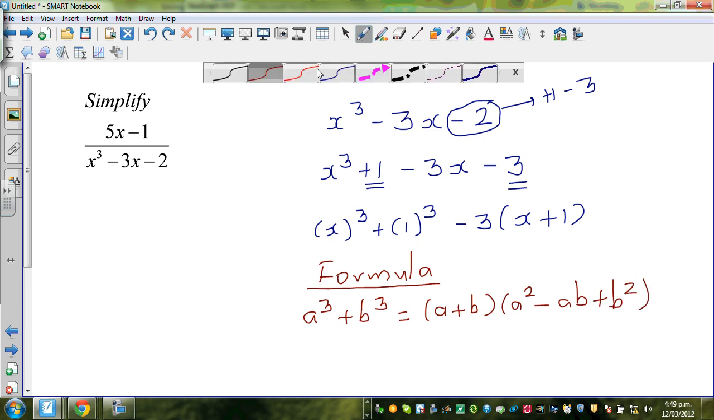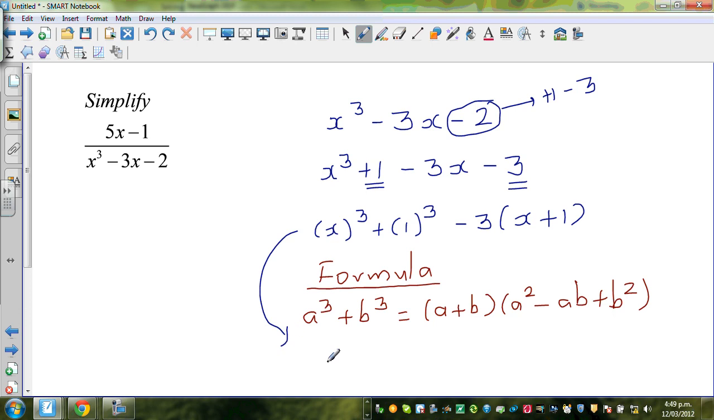Okay, so using the formula, I'm going to compare my a with x, my b with 1. So I can write the next step here as x plus 1 for a plus b. For a squared, I can write x squared. And for minus ab, x times 1 is minus x. Plus b squared is 1. Minus 3 times x plus 1.